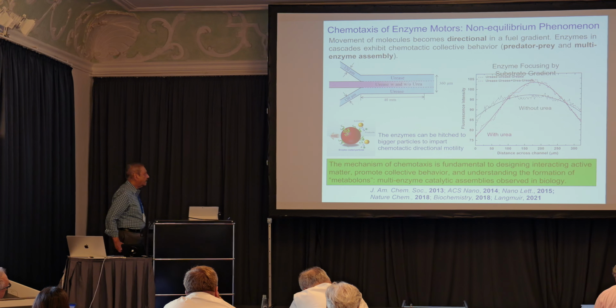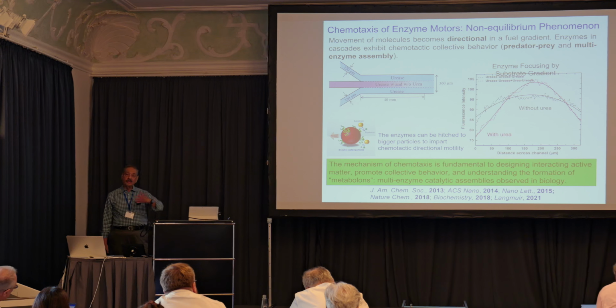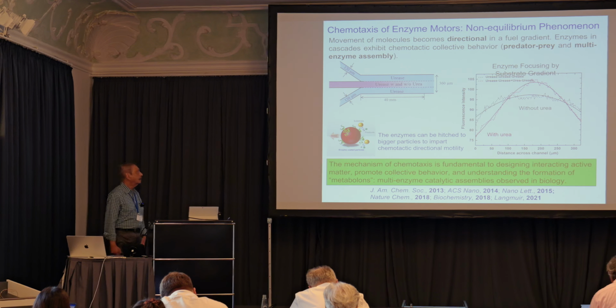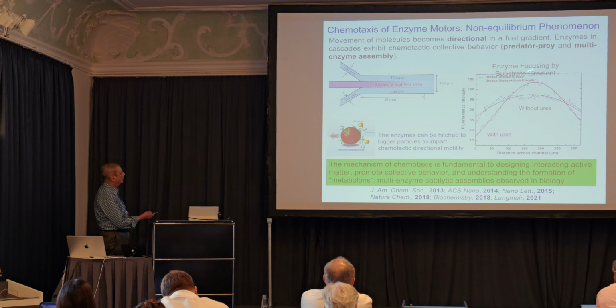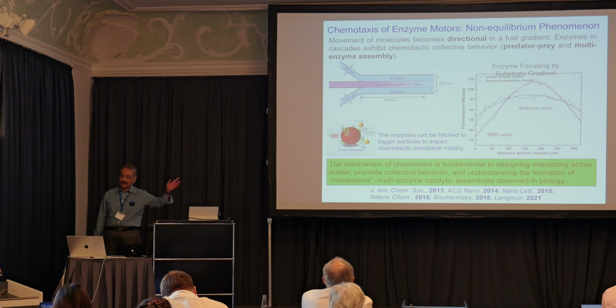Now, chemotaxis is basically things moving towards food or fuel or whatever you want to call it. This was thought at one point to be a hallmark of living systems, but of course, stupid enzymes do it. And you can show it in many different ways.